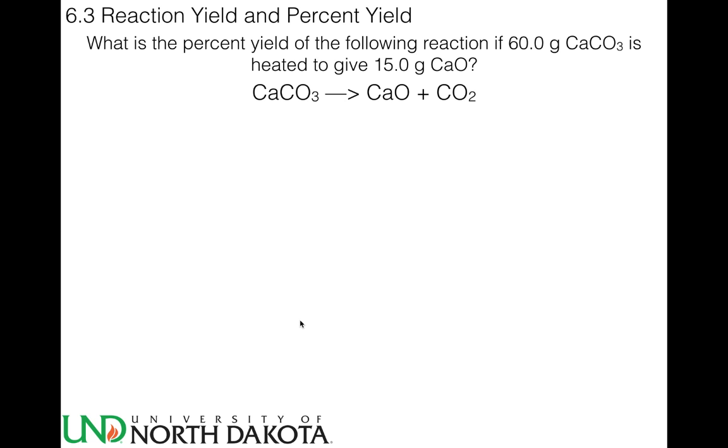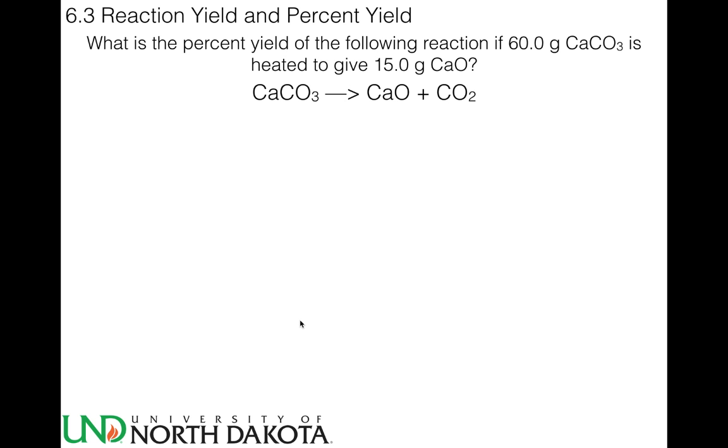What is the percent yield of the following reaction if 60 grams of calcium carbonate is heated to give 15 grams of calcium oxide? According to the equation, 1 mole of calcium carbonate decomposes to yield 1 mole of calcium oxide and 1 mole of carbon dioxide. The first thing to do in any percent yield or reaction yield, or in general any stoichiometry problem, is to make sure the reaction is balanced, because using mole-to-mole conversions, if your reaction is not balanced, you're not going to get the correct answer. Here we can double check. It seems that the reaction is balanced, so we can continue.